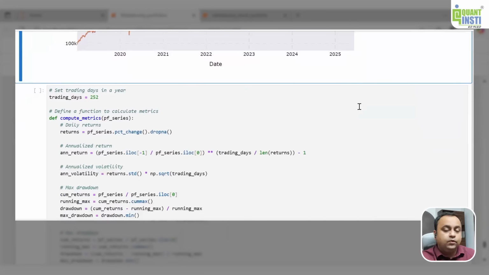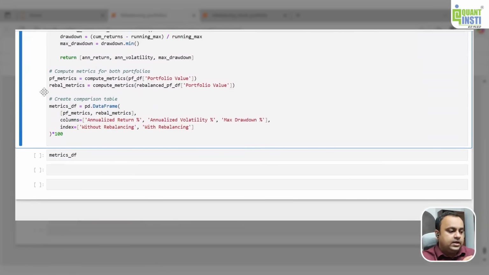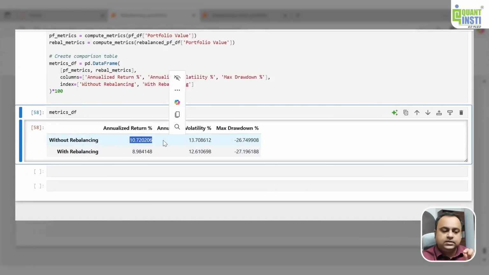So, if you look at the overall comparative performance of these two portfolios and you check out the metrics, we can clearly see that in this particular case, without rebalancing, we had slightly higher annualized returns, but it also came with a slightly higher annualized volatility. Now, over here, the difference between the annualized volatility of these two portfolios goes to show that with rebalancing, my portfolio became less volatile. And if it became less volatile, it has reduced my risk to some extent.